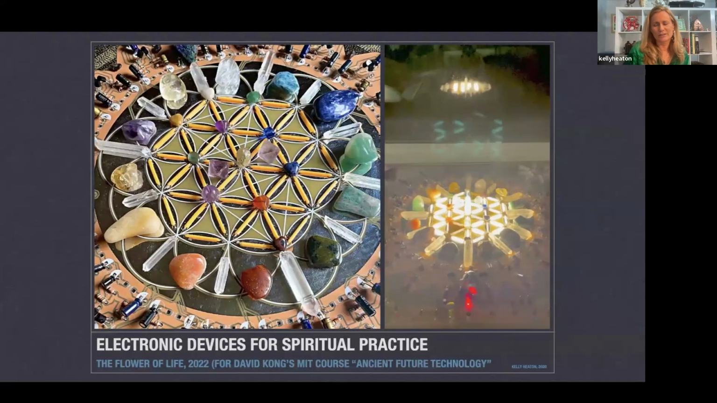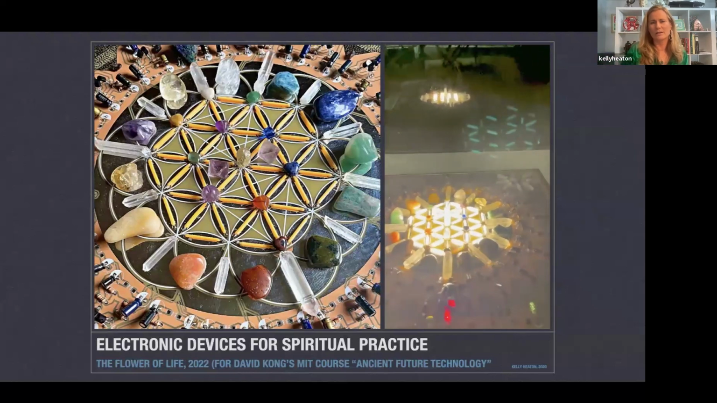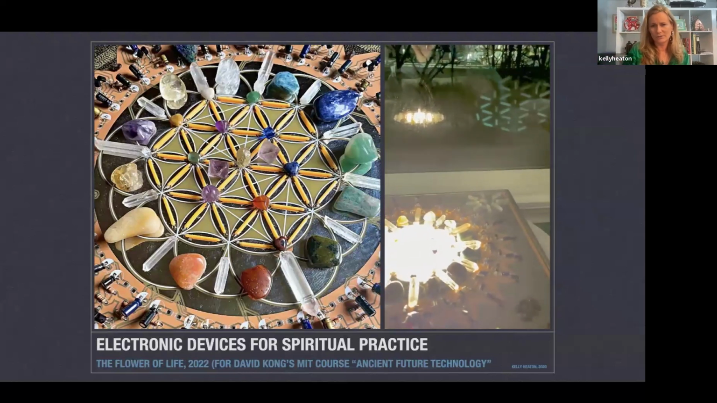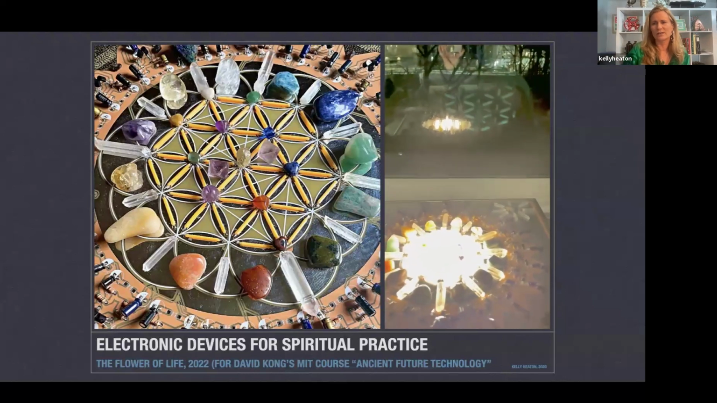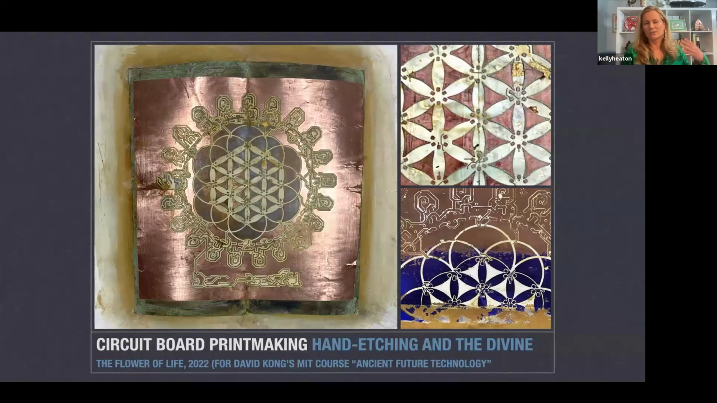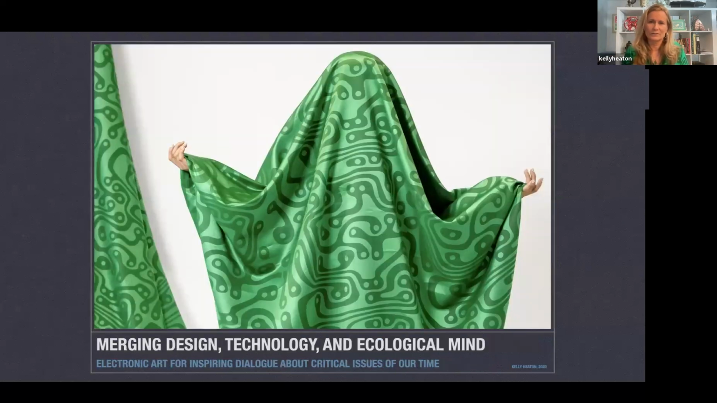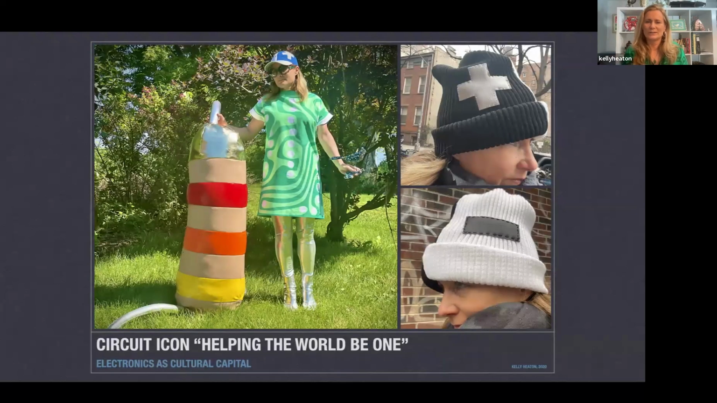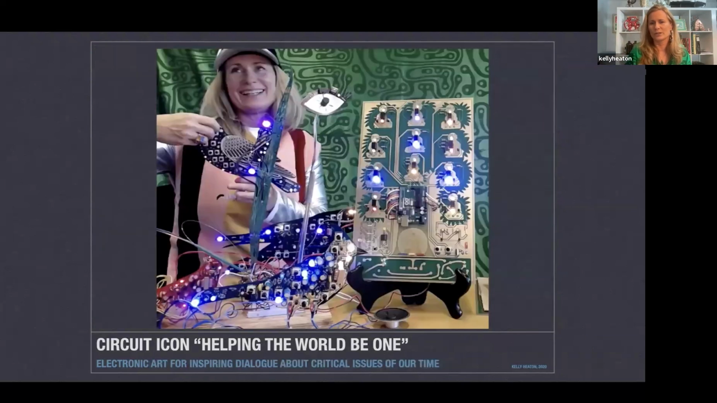I've made crystal grids using vibration as a way of programming rock crystals for spiritual practice and intention setting. This is copper laminated to a sheet of paper that I have rubbed back and etched by hand to explore circuit board printmaking as a more physical medium. And I'm also involved in making textiles so that I can put people inside of my quote unquote circuit boards. That's one of the things I'm working on now.